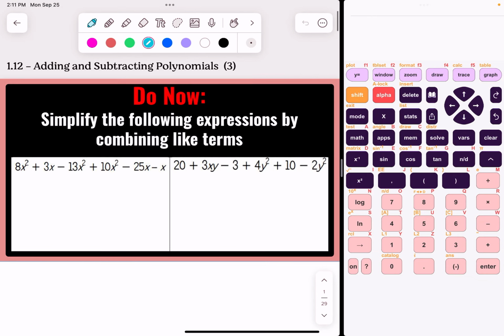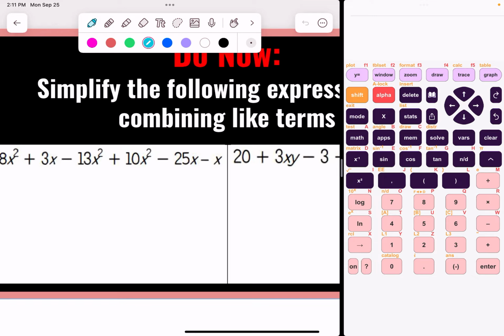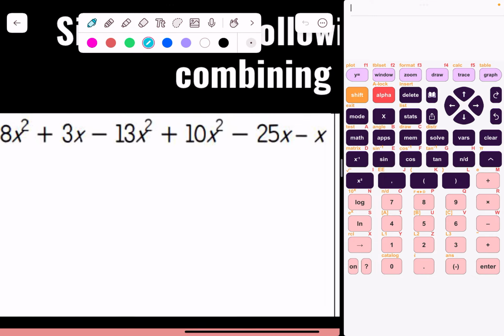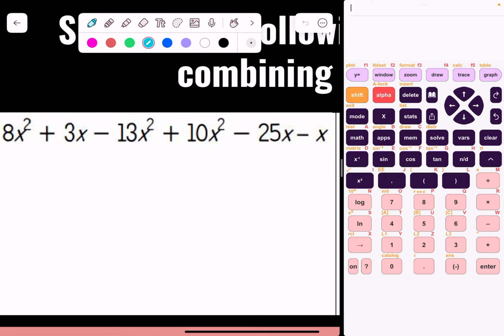The do now says, simplify the following expressions by combining like terms. If you remember anything about combining like terms, that means we have to have the same letter and the same exponent. All right, so here I have an 8x squared. I also have a negative 13x squared and a 10x squared. So let's do it. 8 minus 13 plus 10. That gives me 5x squared.